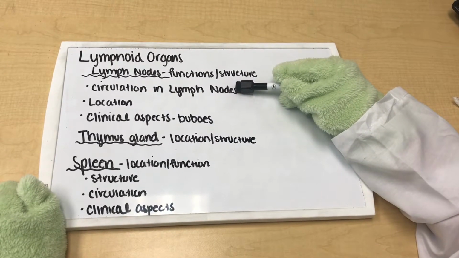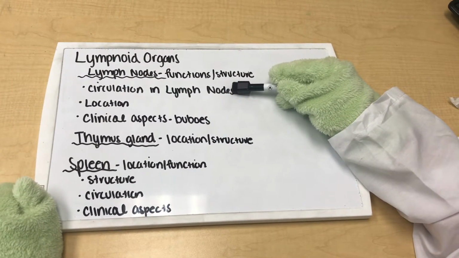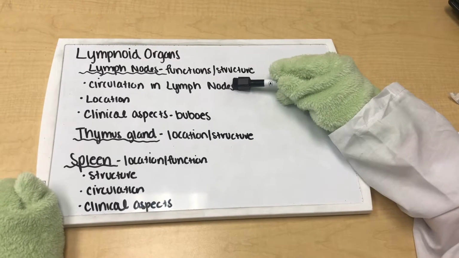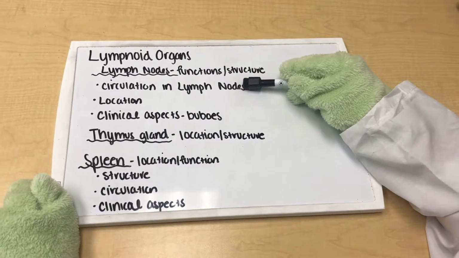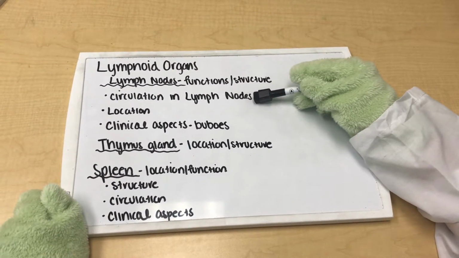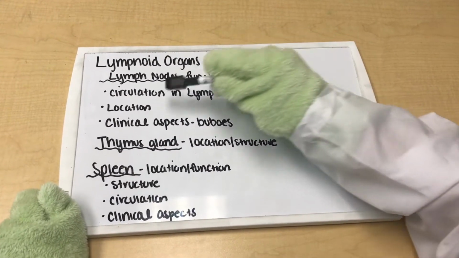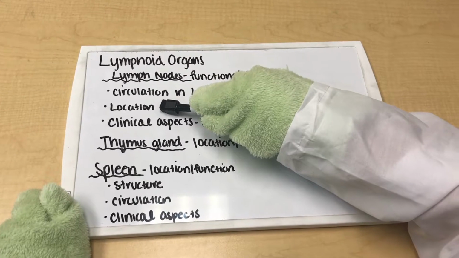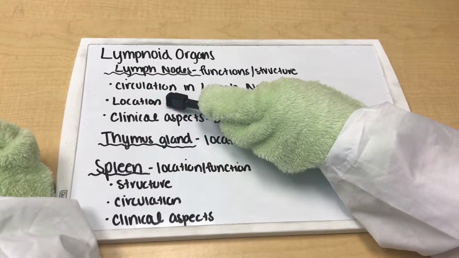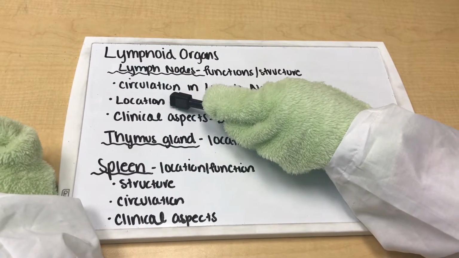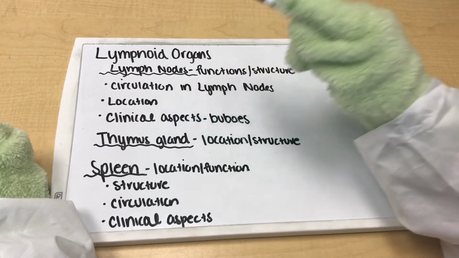This leads to the subcapsular sinus, then the smaller sinuses, then the hilus, and then the efferent, or away, lymphatic vessels. The location of lymph nodes includes a cluster along lymph vessels, such as inguinal, axillary, and cervical regions.